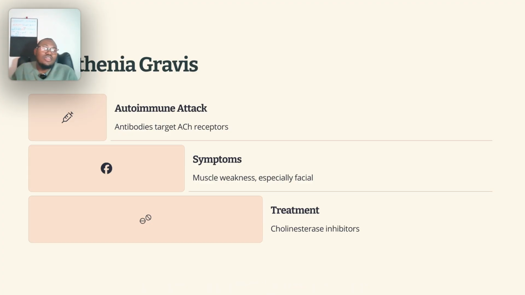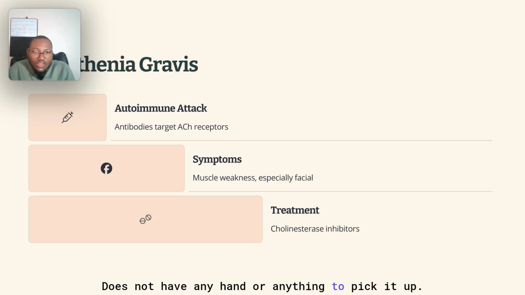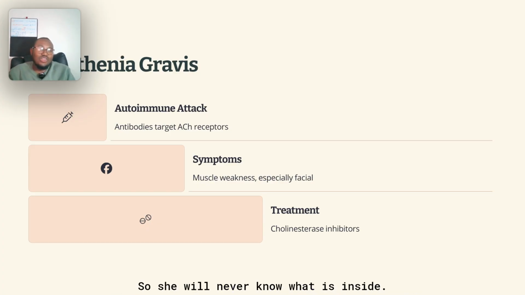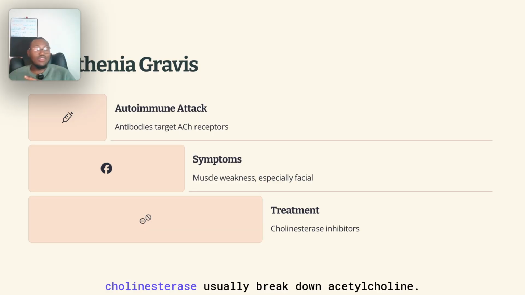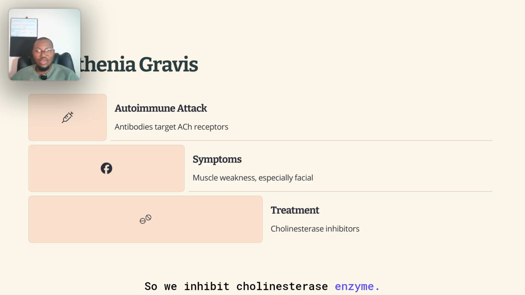B, but Mrs. B does not have any hand or anything to pick it up. So she will never know what is inside. Make sense? Symptoms are usually muscle weakness, especially facial, and for treatment, we usually give cholinesterase inhibitors, right? Because cholinesterase usually breaks down acetylcholine. So we are trying to leave acetylcholine to stay there much more. So we inhibit the cholinesterase enzyme.